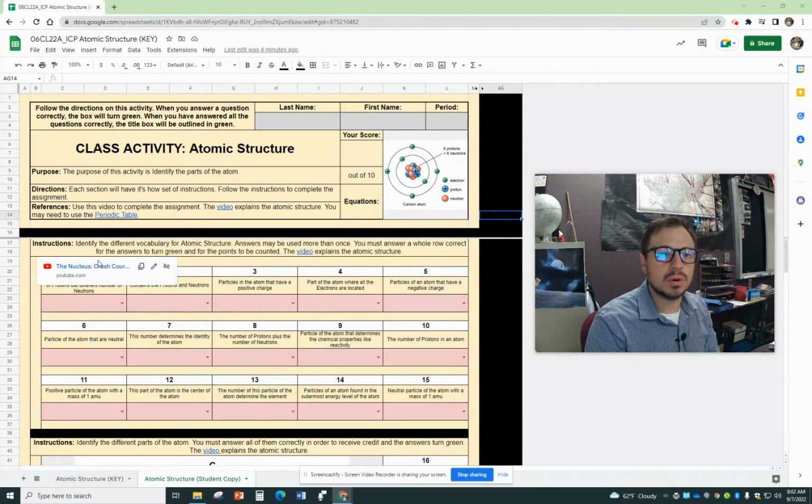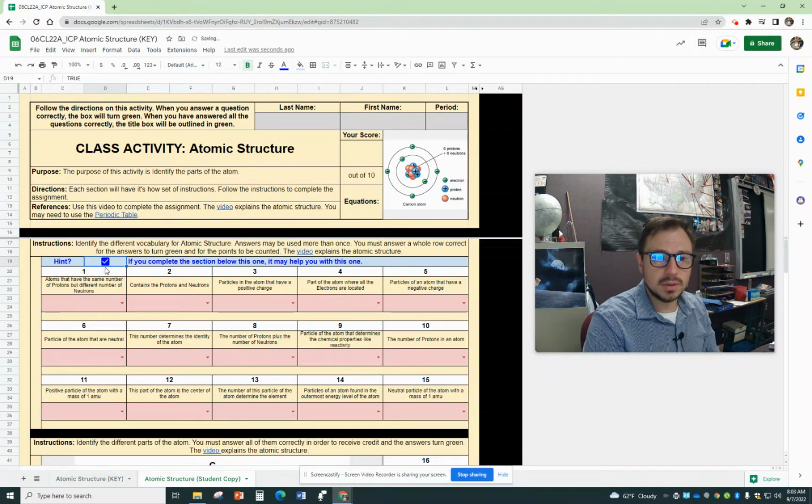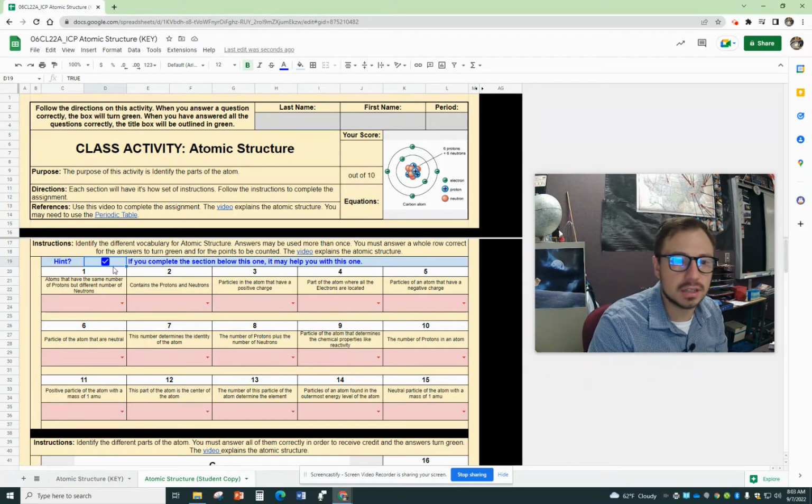You must answer the whole row correct in order for the answers to turn green, for the points to be counted. And also, I posted one of the videos on the nucleus, that Crash Course going over the different parts of the atom. So let's just go ahead and do a couple of these. Now, I did give you a hint, and it says if you complete the section below this one, that one may help you out, just to refresh that. That's identifying the parts of the atom.